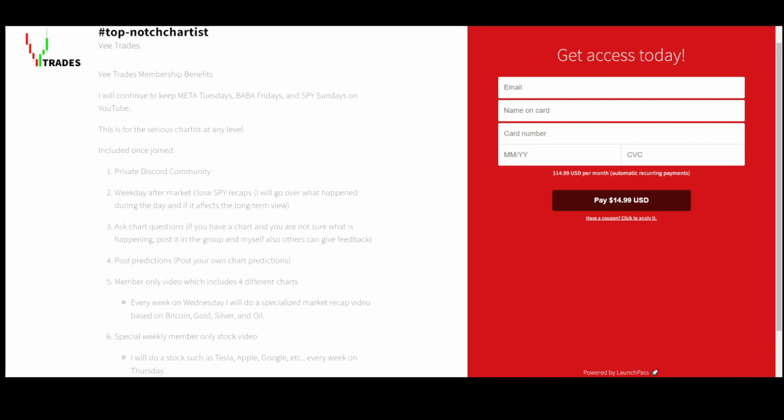What's up, traders? The Vee Trades membership is finally live. I know there were a few people who were asking for daily updates on the SPY or even more specific chart videos, so this membership will solve your problems. This membership includes a lot, so I wanted to go over what is included.